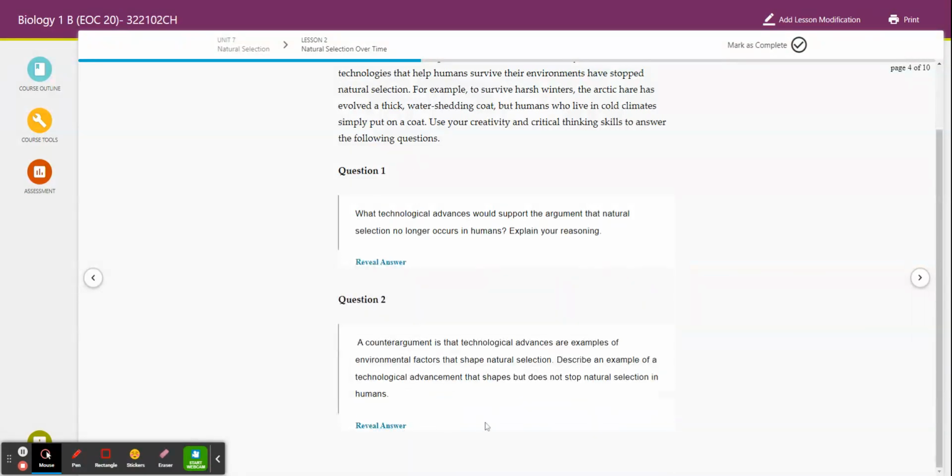Question number 2. A counter argument is that technological advances are examples of environmental factors that shape natural selection. Describe an example of a technological advancement that shapes but does not stop natural selection in humans.